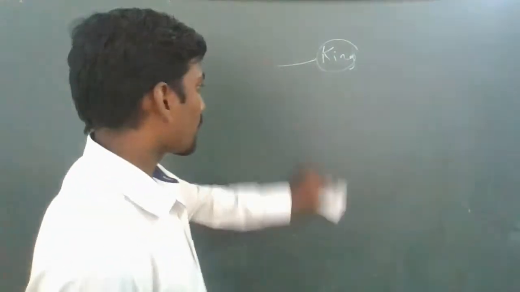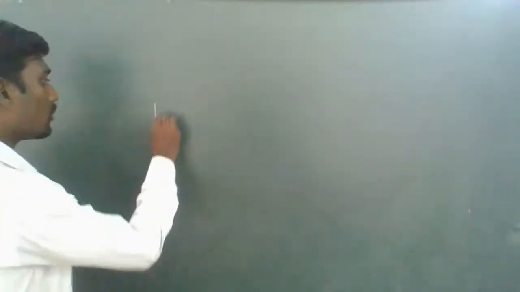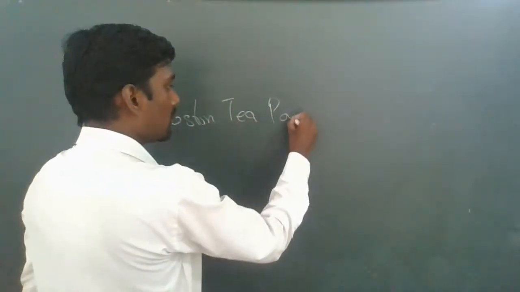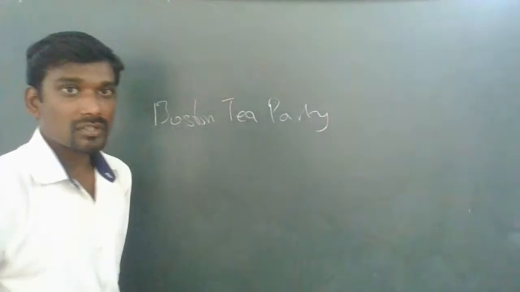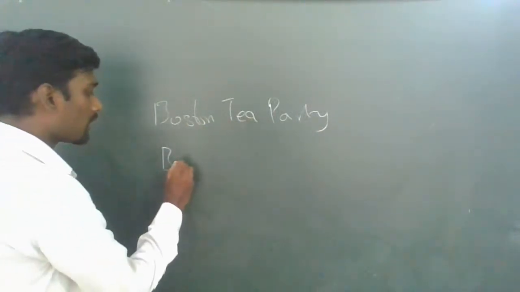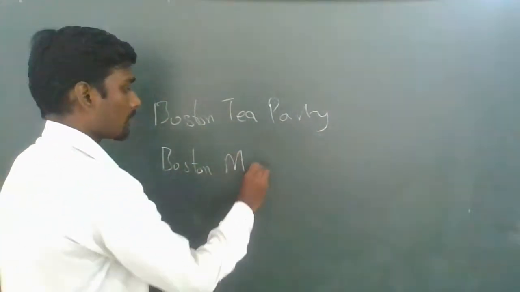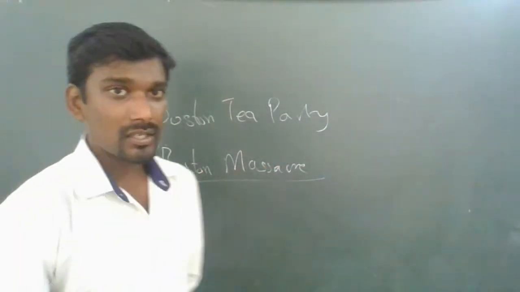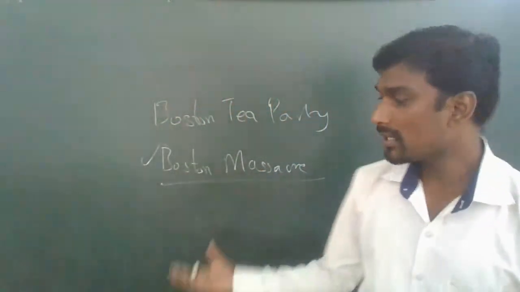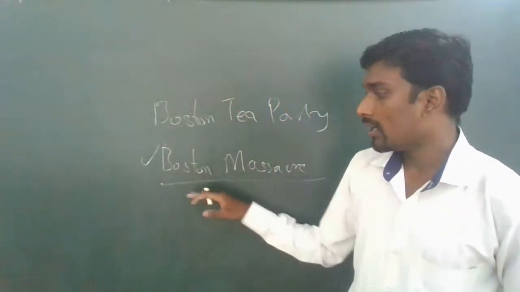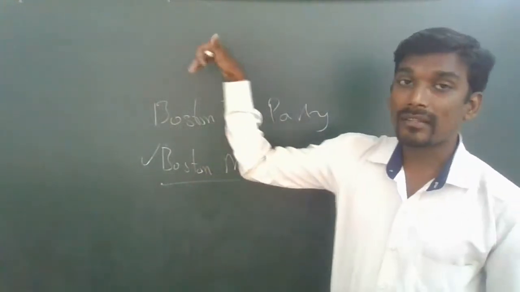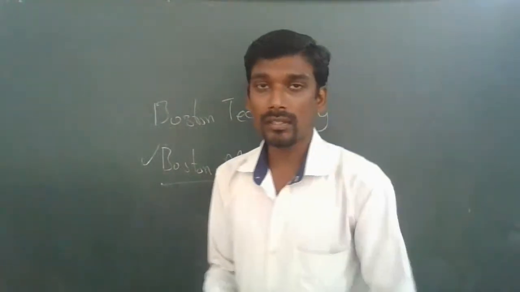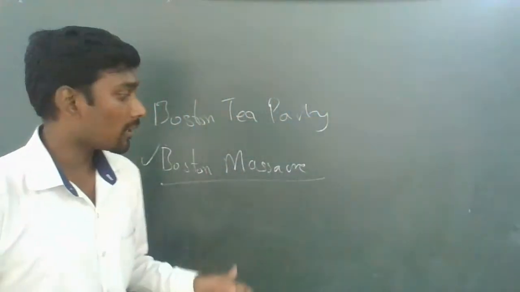On one side, there is something called the Boston Tea Party. Always there is a confusion between the Boston Tea Party and the Boston Massacre. Now, what are these? Boston is a port. In that place, troops used to come from England to Boston, and from Boston they would go to the mainland of America.